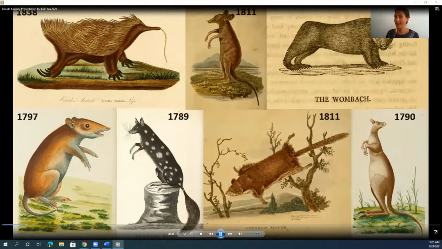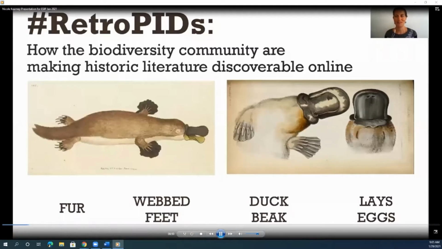Australian animals were unlike anything that the Europeans had ever seen. But of all of Australia's animals, they found the platypus the most bizarre. It had fur, which made it a mammal, but it also had webbed feet and a beak like a duck. And weirdest of all, it laid eggs. It didn't fit with the Europeans' understanding of the animal world, and so it changed everything.